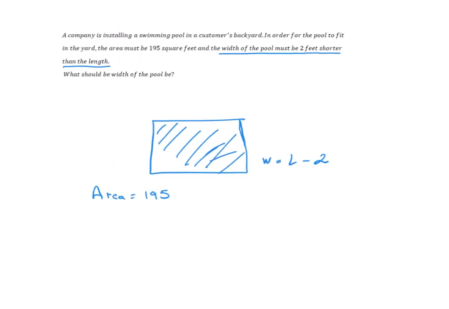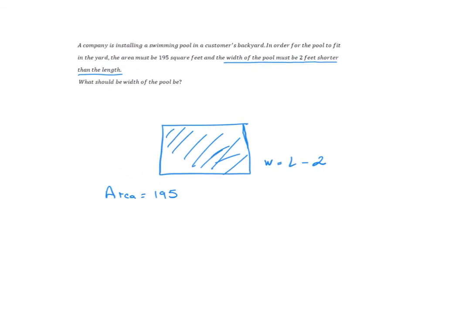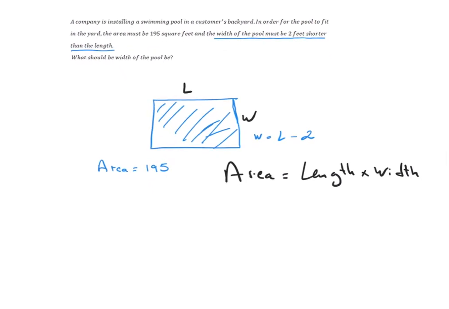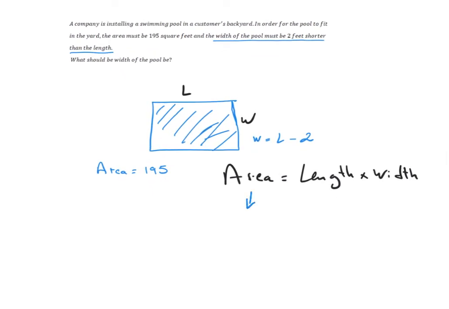Now, just to keep in mind, the area of a rectangle: this is going to be the length right here, and this is going to be the width. And we know that the area of a rectangle is length times width, right? And we have the area, which is 195 square feet.